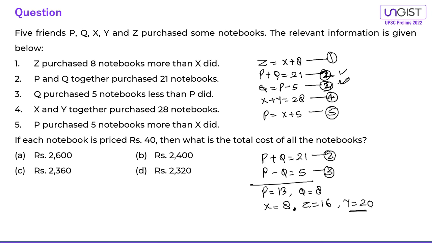All right, so now let's come to the question. Question says, if each notebook is priced at rupees 40, then what is the total cost of all the notebooks? So just add them. How many notebooks have been purchased on that day? So 20 plus 16, it is 36. 36 plus 16, it is 52. 52 plus 13 is 65. So total purchased notebooks were 65 and the price of one notebook was 40. So 65 into 40 is 2600.